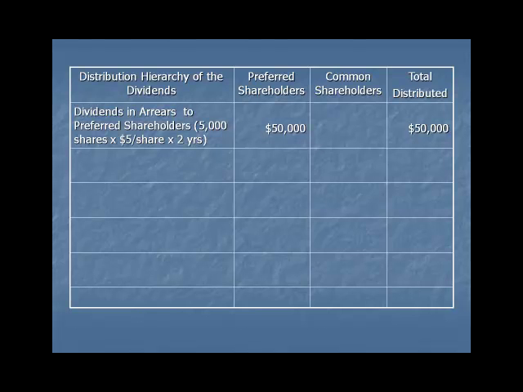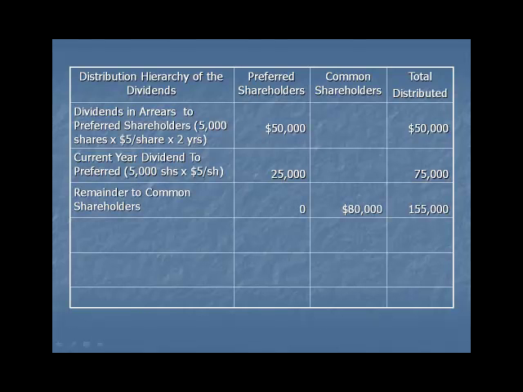distribute in total. After you've paid the arreared dividends, then you pay the current year preferred dividend, and that would be 5,000 shares times $5 per share. It's only 1 year, another $25,000. So now we've distributed a total of $75,000. Then the remainder will go to the common shareholders, and in this case they're going to get $80,000 because the total then is $155,000.